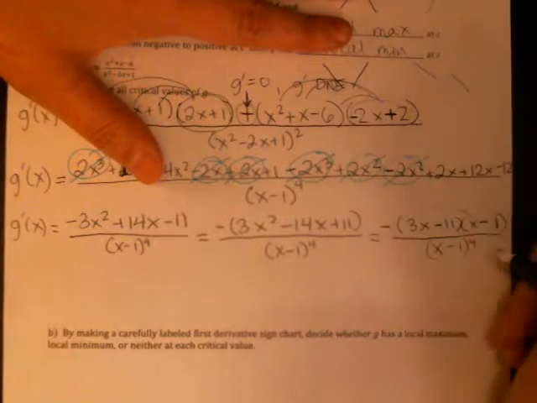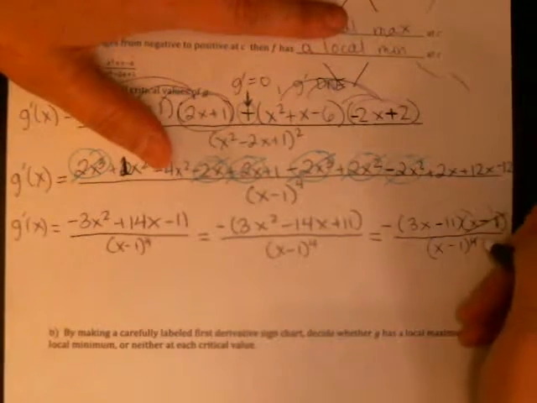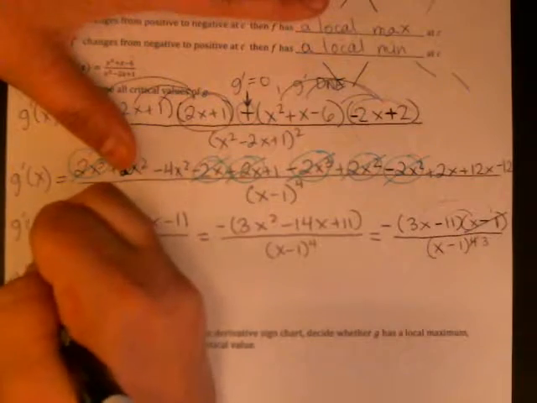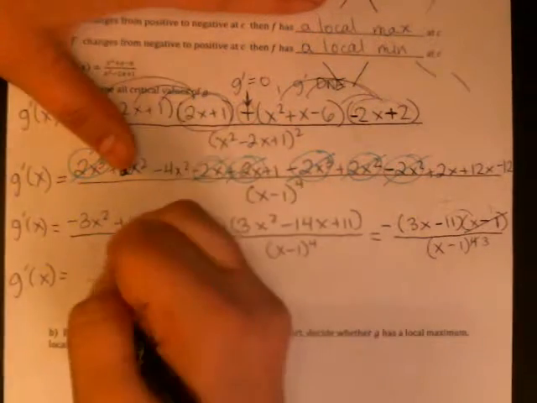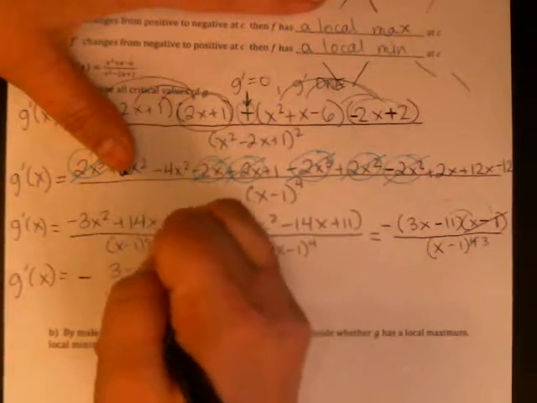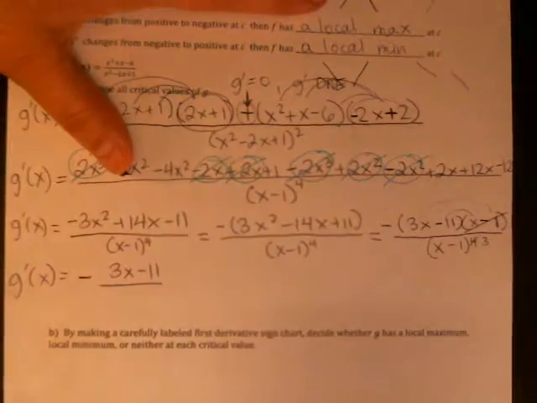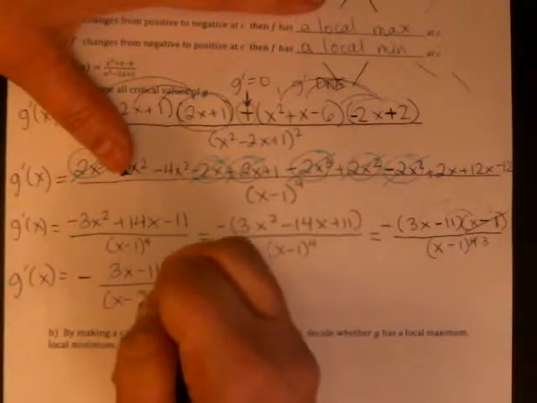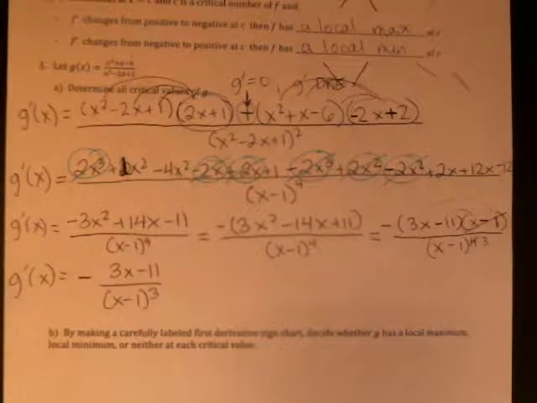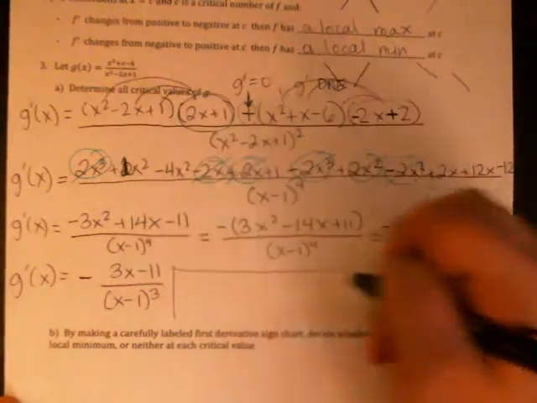Which is actually kind of fantastic because we can cancel out an x minus 1. So I get g prime of x equals, I'm just going to put the negative out in front, or you could distribute it back in, or you can leave the parentheses, whatever you like. X minus 1 cubed. Okay, so there's my derivative, simplified version of it.